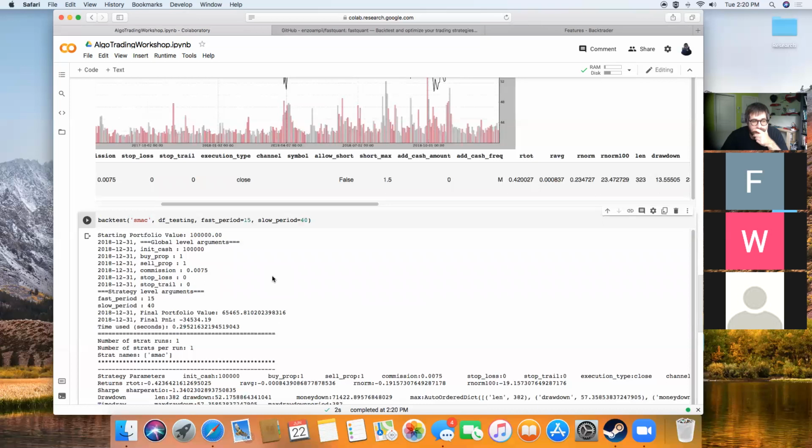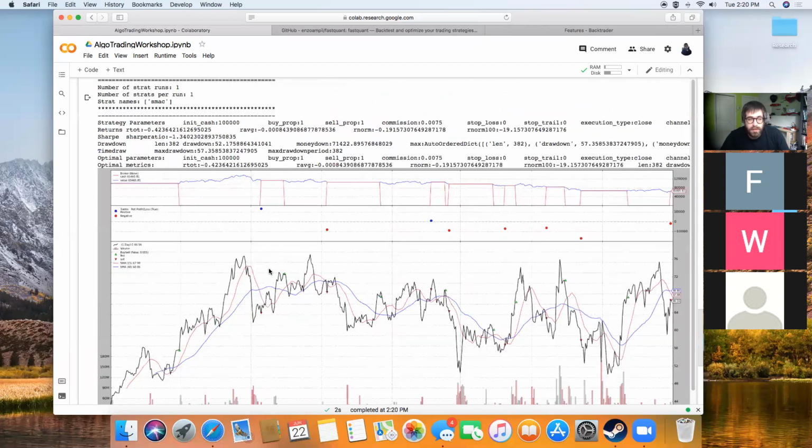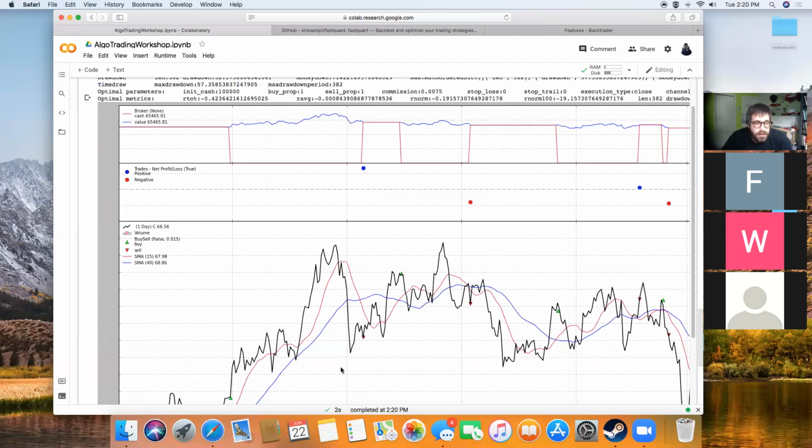We actually lost a lot of money. So looking at the result, it automatically plots our indicators. So the red one is the SMA of 15 and the blue one is the SMA 40. So you can see here, there was a crossover here, so it sold. Over here, there was a crossover, so it bought. And here there was a crossover, so it sold.